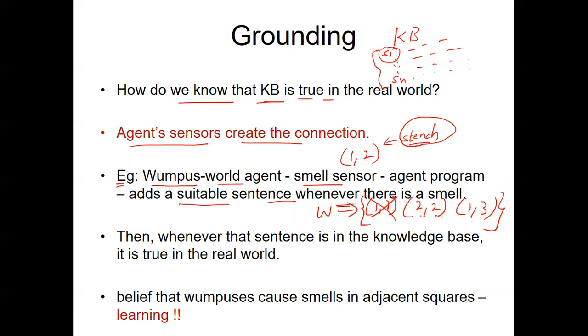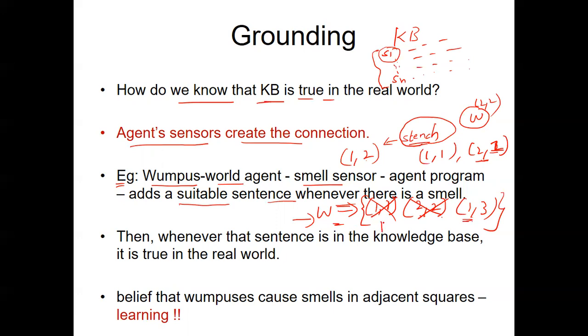Or even if it uses more inference: previously, at first, the agent moved from 1 comma 1 to 2 comma 1. When it went to 2 comma 1, it experienced only a breeze, there was no stench, which means that there is no Wumpus in 2 comma 2, because if the Wumpus were in 2 comma 2, here also the agent should have experienced stench, but it has not. So the agent knows that the Wumpus is not in 2 comma 2. Now the agent can confirm that the Wumpus is in 1 comma 3.